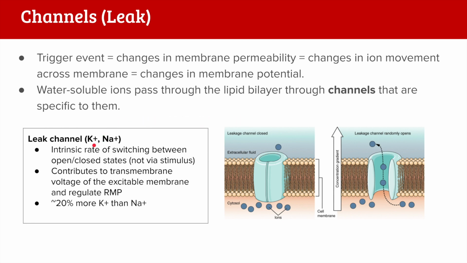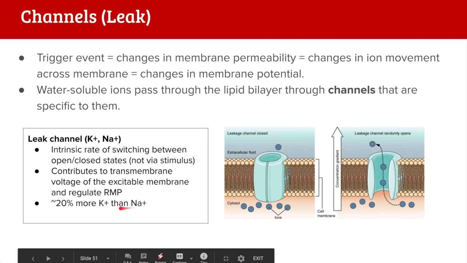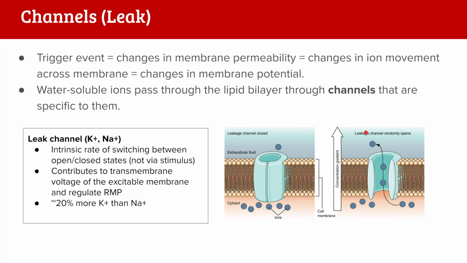First is the leak channel. There are potassium and sodium ones, and like I was talking about earlier, they're responsible for the resting membrane potential. Nothing stimulates them to open or close. They just have an intrinsic rate of switching between open and closed states. It regulates the resting membrane potential and also contributes to the transmembrane voltage of the excitable membrane, which is just a fancy way of saying that it can be excited. There are 20% more potassium ones than sodium ones. We've been over this many times. These are some photos of it here. They just randomly open, and the ions flow down their concentration gradient.